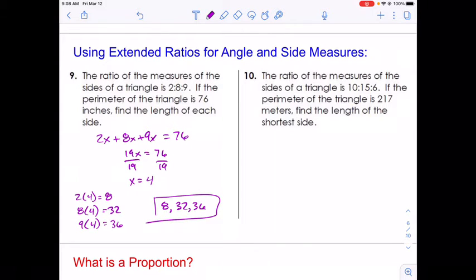All right, the last one here. Number 10 says the ratio of the measures of the sides of a triangle are 10 to 15 to 6. If the perimeter of the triangle is 217, find the length of the shortest side. So now we're looking for just the shortest side here.